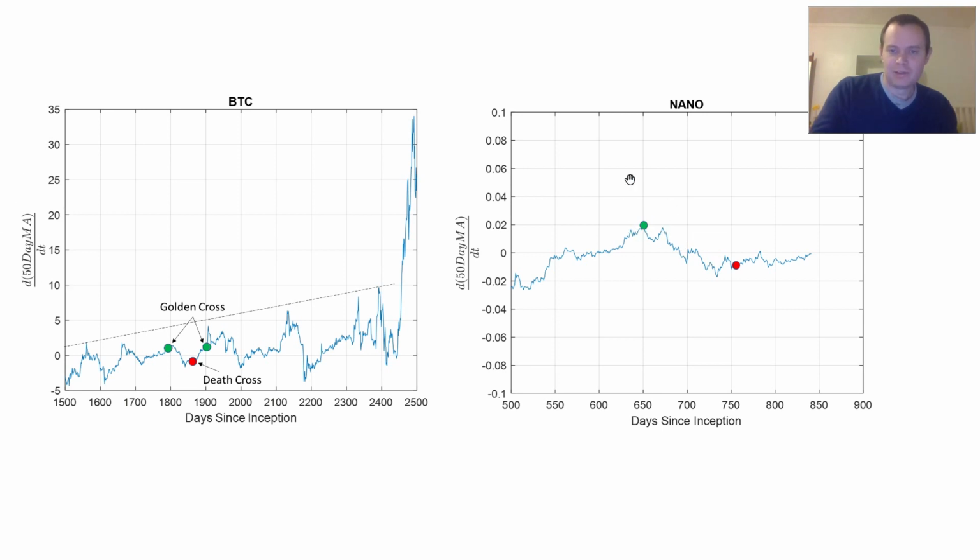With Nano, this corresponded to a price of around $2. If it does what Bitcoin did, where we see this continued increase, then I think it's going to go up to maybe between $3 to $5 on this first run up, and then maybe see a correction. Clearly, this is just speculation.